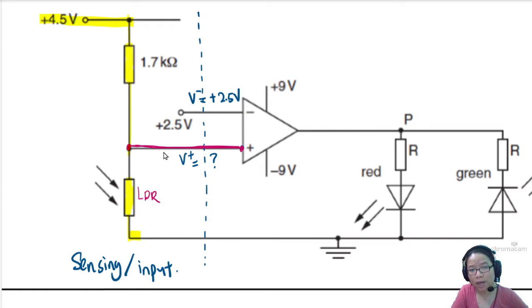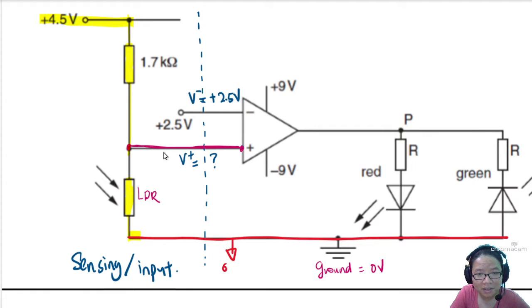So if you're wondering where V plus is, remember this is your ground line. Your ground or 0 volt is here, meaning every point on this line, this red color line, is 0 volt. I'm now regretting using red, but never mind. So this one is your ground line, 0. Everything on this line connected here is 0. So you are 0, you are 0, everyone is 0.